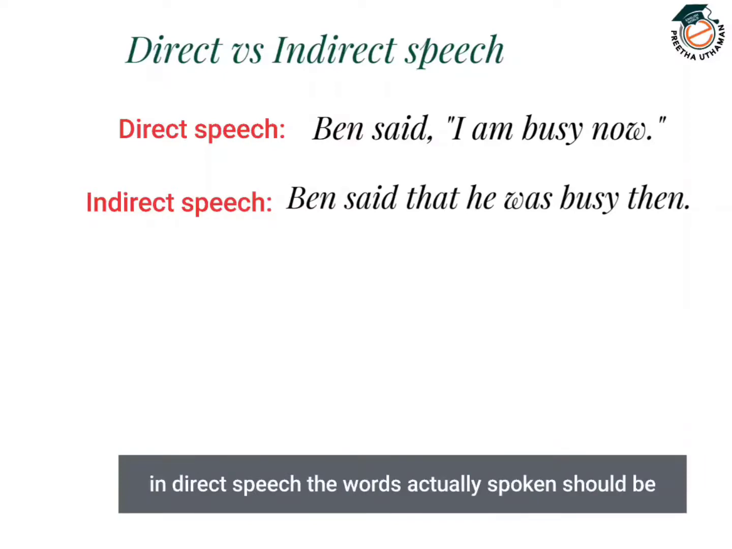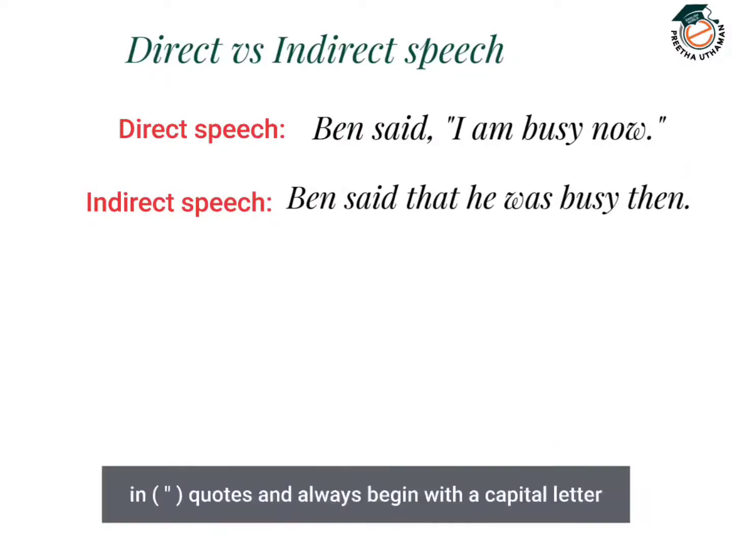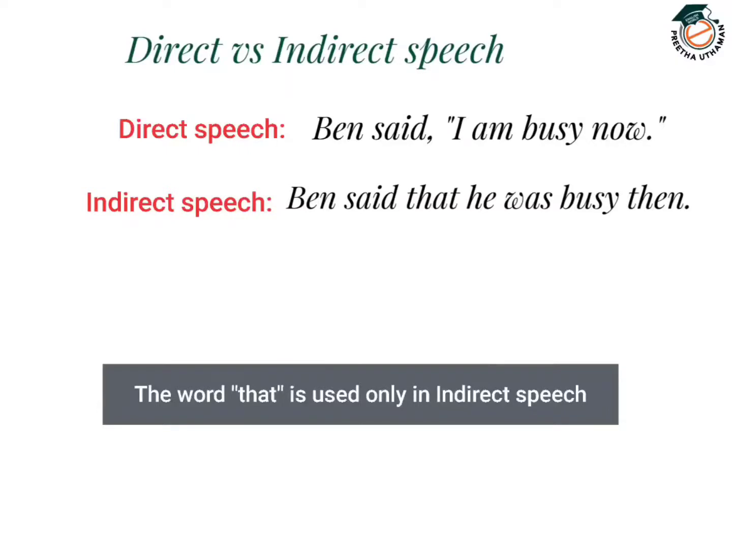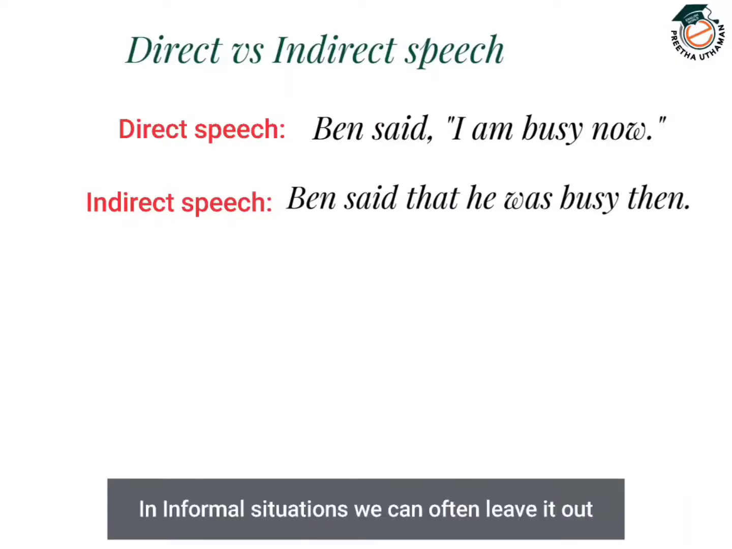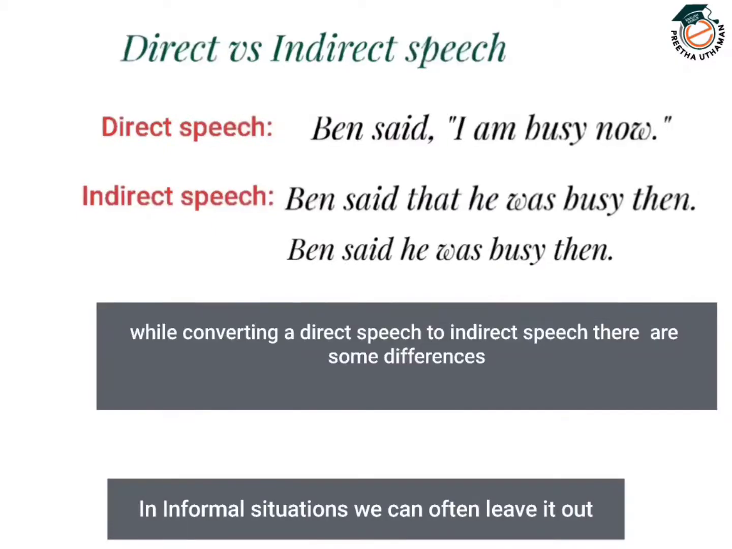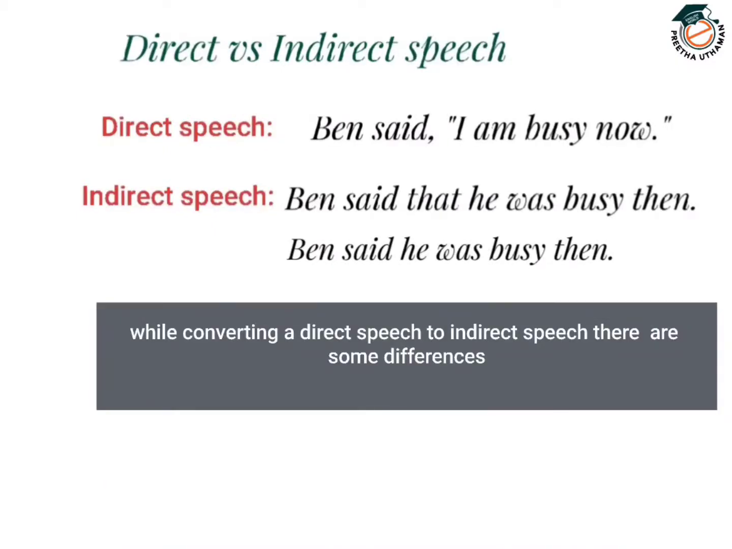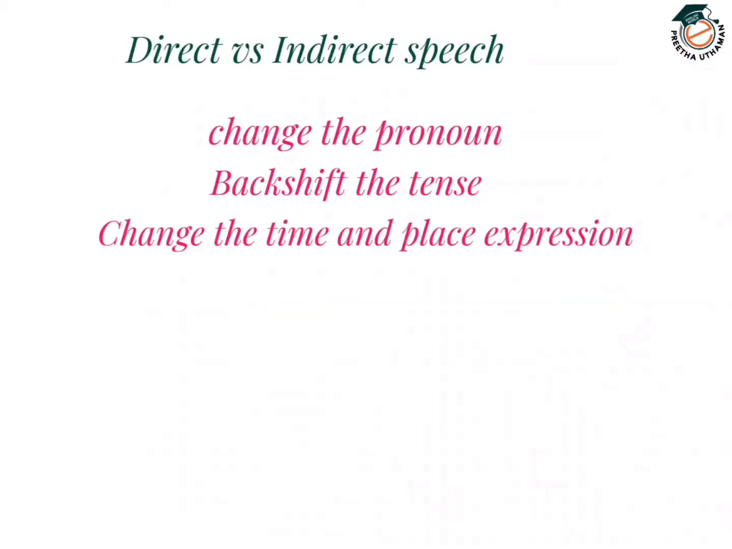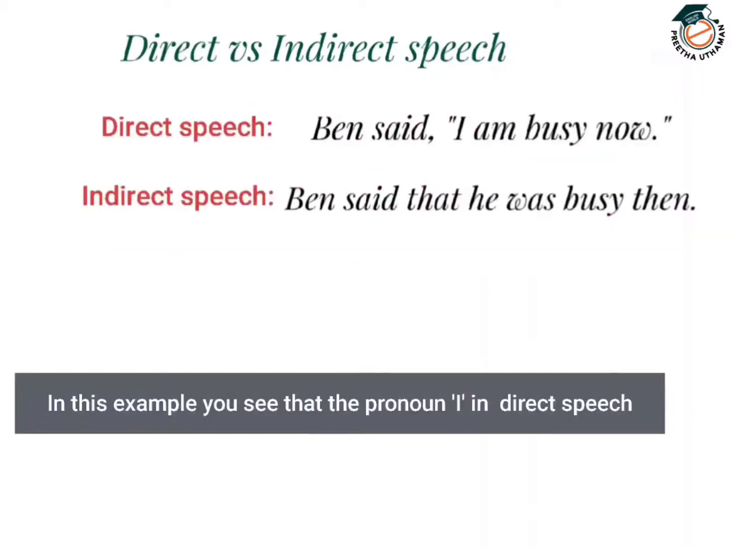In direct speech, the words actually spoken should be in quotes and should always begin with a capital letter. In indirect speech, we don't use quotation marks. The conjunction "that" is used only in indirect speech. In informal situations, we can often leave it out, like Ben said he was busy then. While converting a direct speech to indirect speech, we have to take care of three steps: change the pronoun, backshift the tense, change the time and place expression.